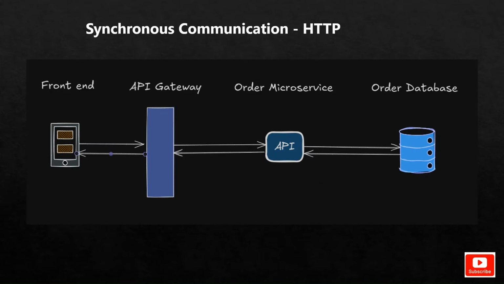First, let's see synchronous communication. Synchronous communication happens via HTTP. We need synchronous communication when we get a call from the front end and it needs the response immediately. It can't wait for the response. As shown in this diagram, the front end calls the order microservice, and the order microservice calls the database and returns the response immediately, and it will be displayed in the front end. So this is called synchronous communication and the call is happening via the HTTP protocol.